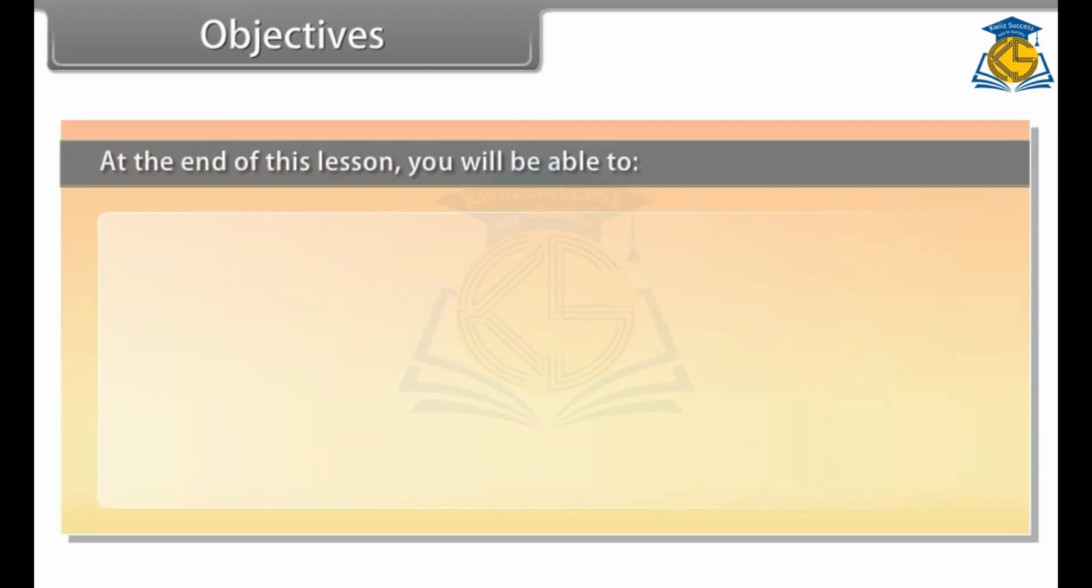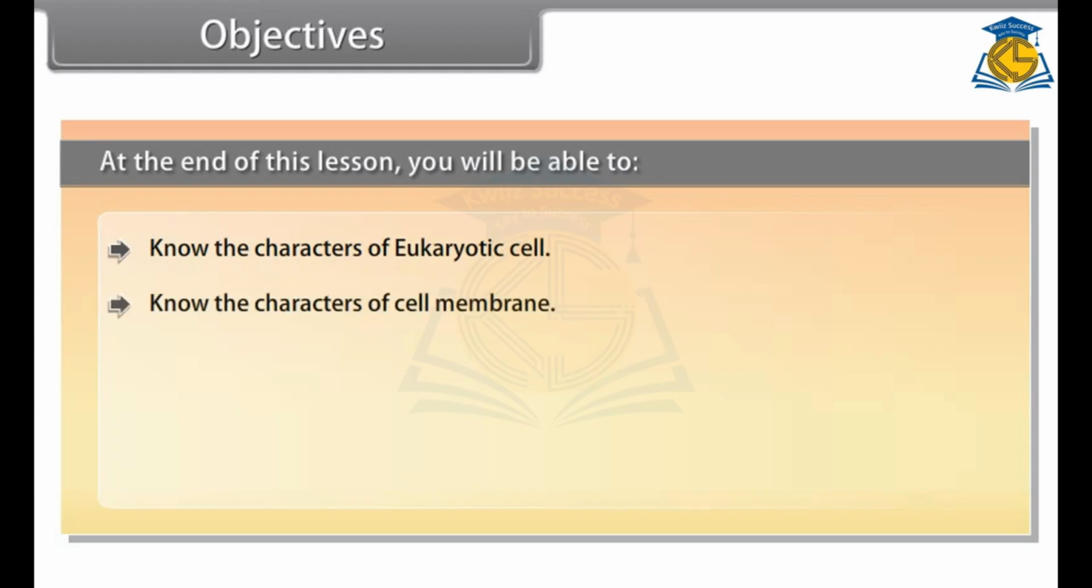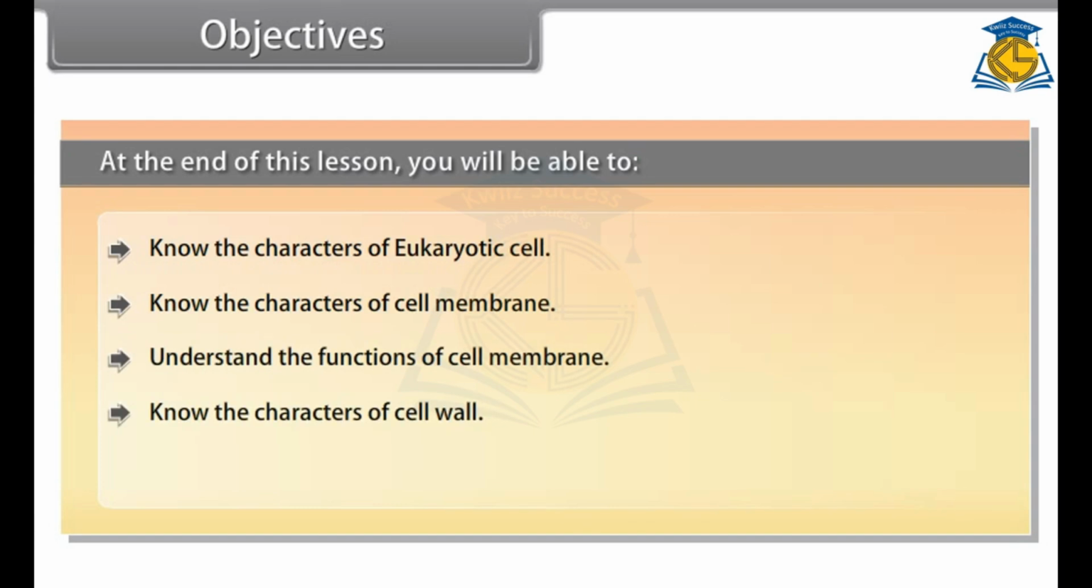Objectives. At the end of this lesson, you will be able to know the characters of eukaryotic cell, know the characters of cell membrane, understand the functions of cell membrane, know the characters of cell wall, understand the functions of cell wall. Structure of eukaryotic cells.